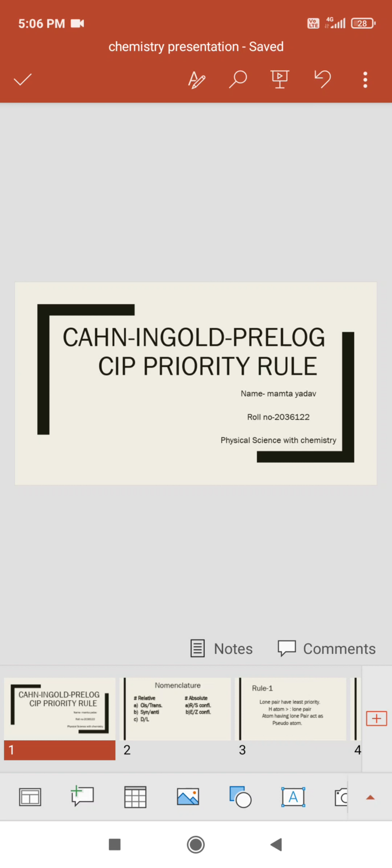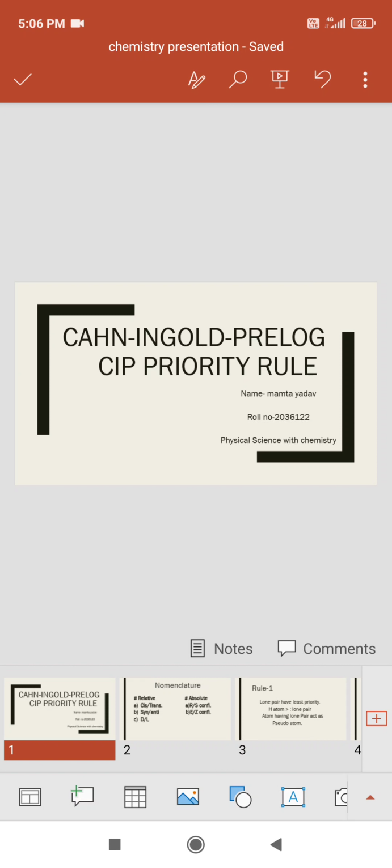So let's start. First, we should know what the importance or significance of this rule is. This rule is used to prioritize the groups, or simply we can say to decide which group would get more priority and which would get less priority.